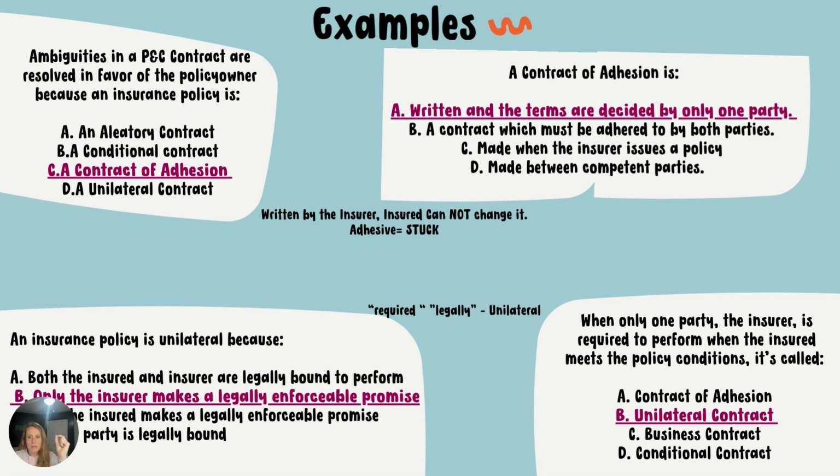So let's look at some example questions. The first one says ambiguities in a P&C contract are resolved in favor of the policy owner because an insurance policy is, and this one's going to be C, a contract of adhesion. Why is it going in favor of the policy owner? Because it is a contract of adhesion, because it is stuck. I'll talk more about the ambiguities and how that ties into a contract of adhesion in a second. So what is a contract of adhesion?